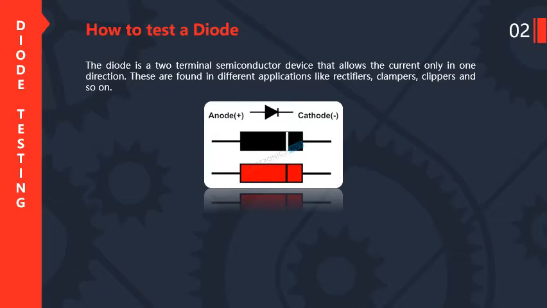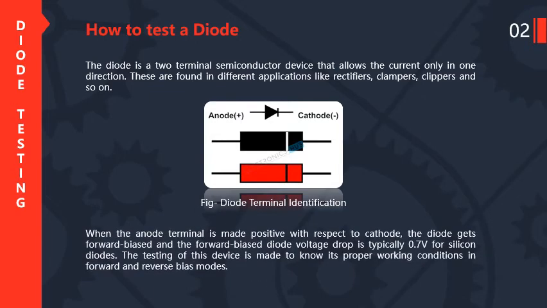Its two terminals are named anode and cathode. When the anode terminal is made positive with respect to the cathode, the diode gets forward biased, and the forward biased diode voltage drop is typically 0.7 volt for silicon diodes and 0.3 volt for germanium diodes. The testing of this device is made to know its proper working condition in forward and reverse bias modes.